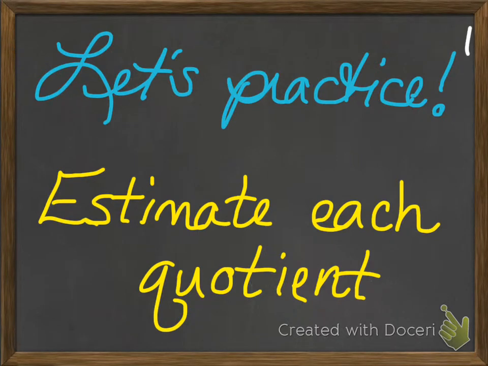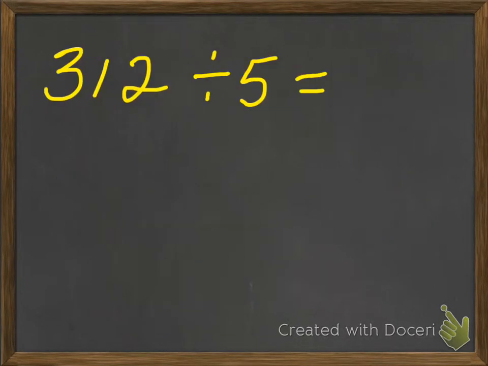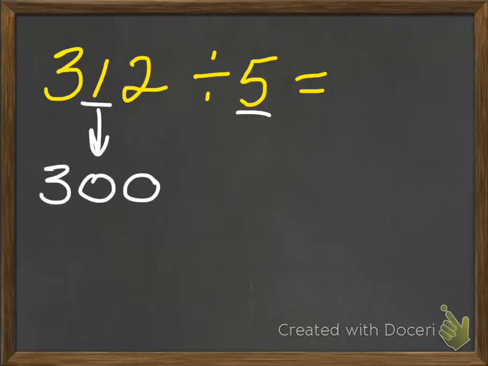So let's practice. We're going to estimate each quotient. So the first number is 312 divided by 5. So I'm going to use some rounding because I know everything divided by 5 ends with 5 or a 0. So I'm going to round that down to 300. I can do that because the bossy neighbor tells that 3 to stay the same. Now I've got 300 divided by 5.